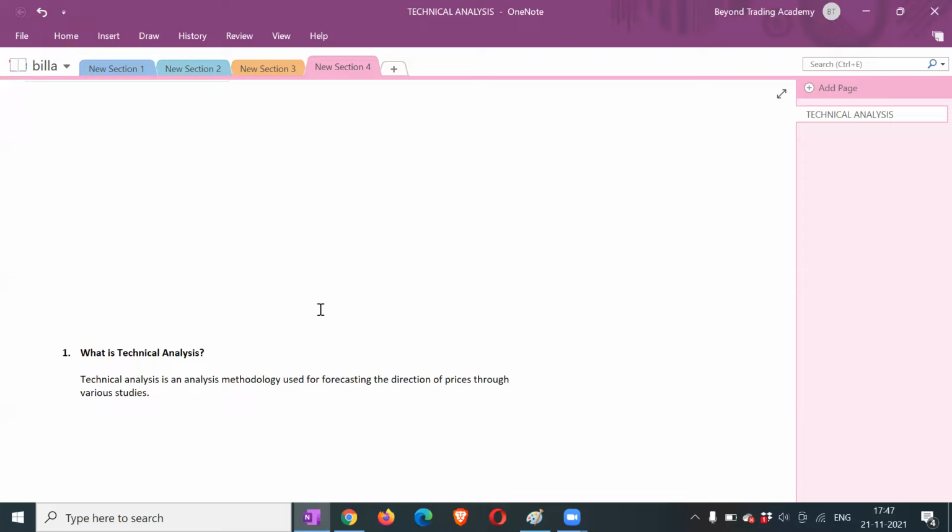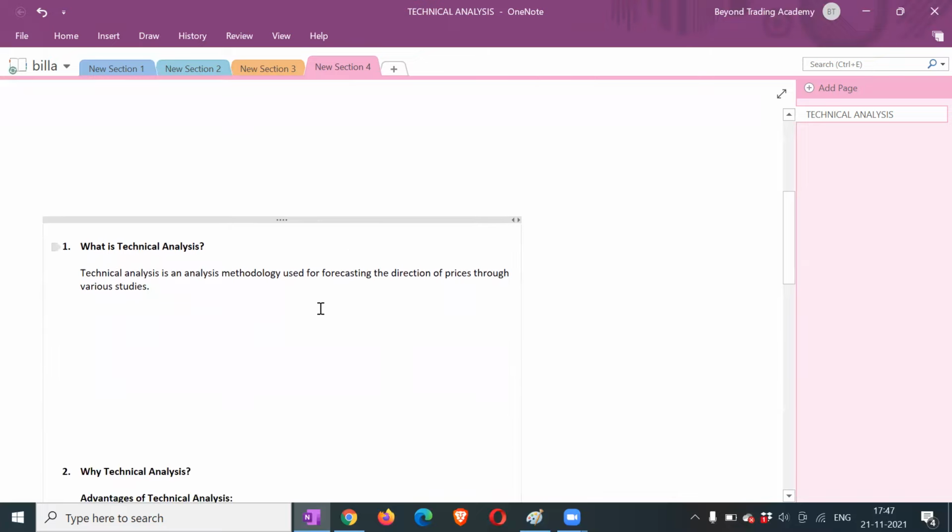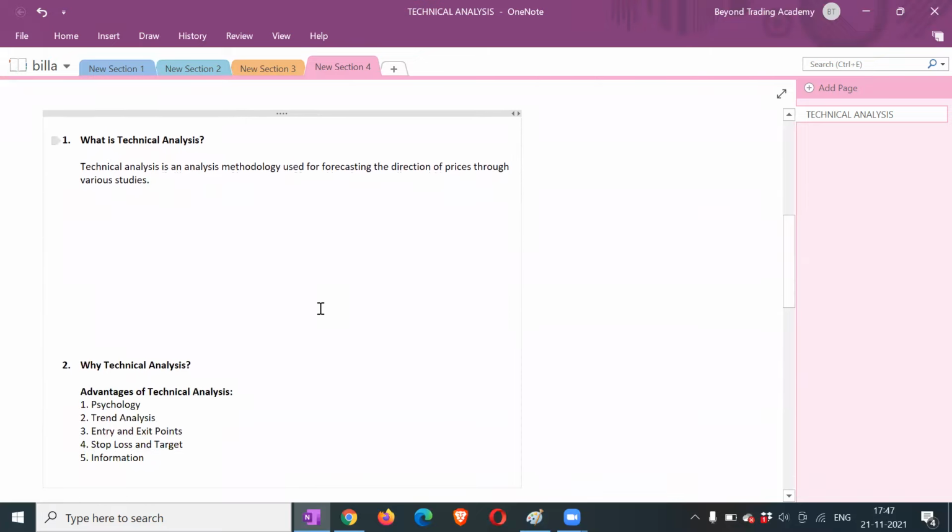But to quickly cover, the next question we have is why technical analysis. On each of the points we can talk for an hour, easily. But this is just a snapshot of what it is. Why technical analysis? Because it has various advantages, like understanding the market psychology. In fact, market psychology is nothing but investors' behavior or traders' behavior. Understanding the psychology of the market, technical analysis definitely comes in handy.